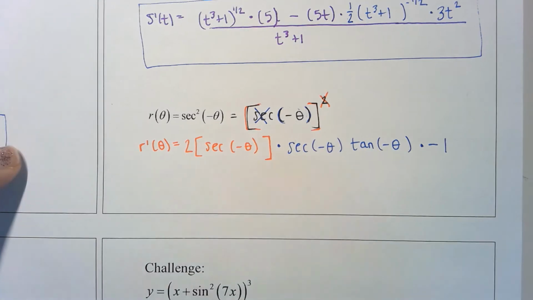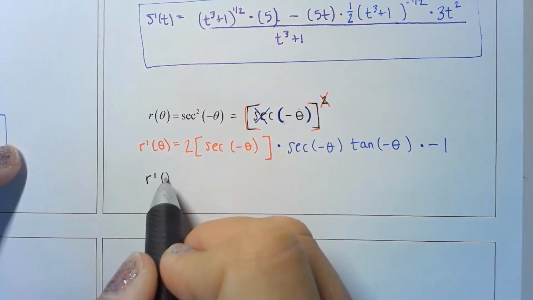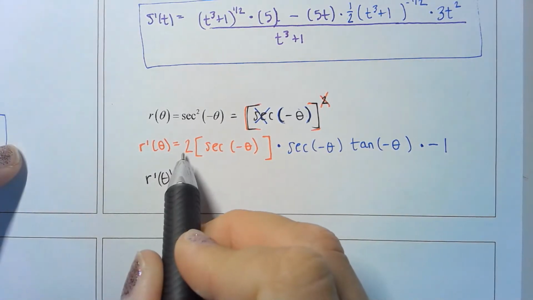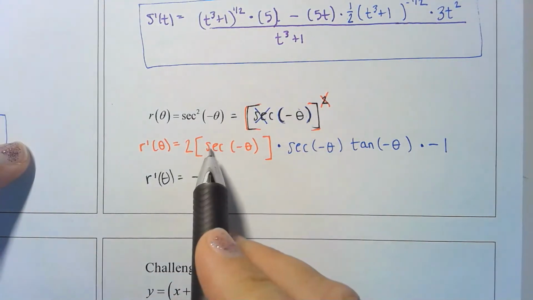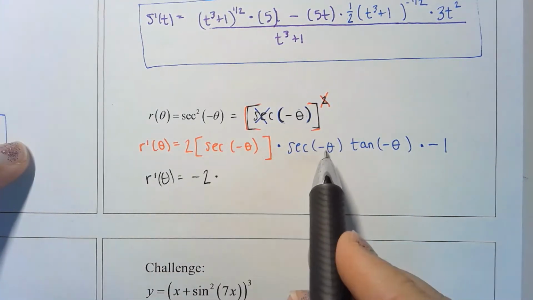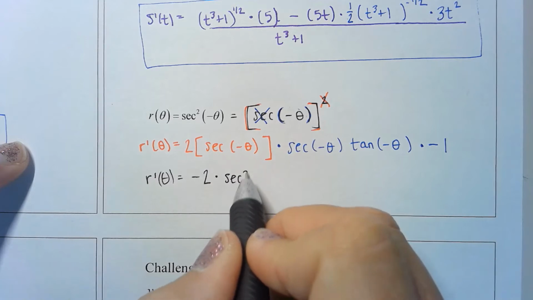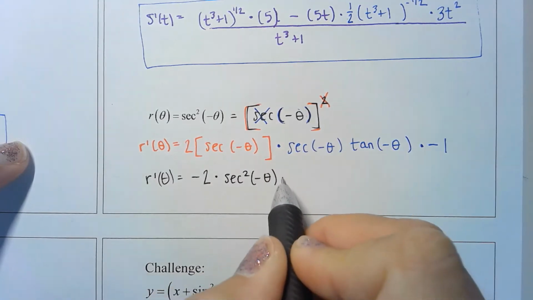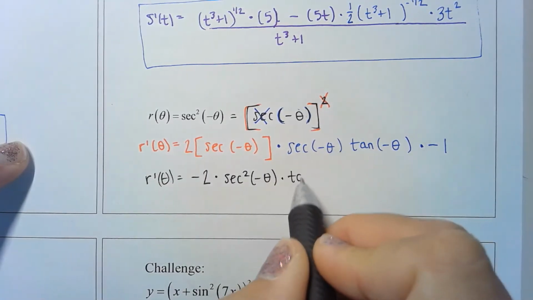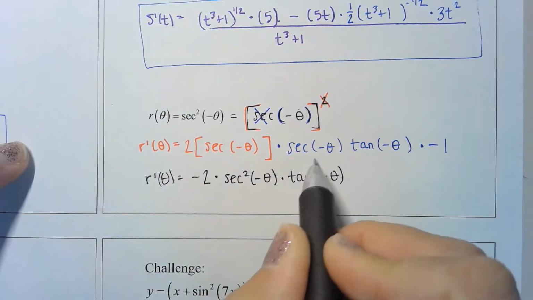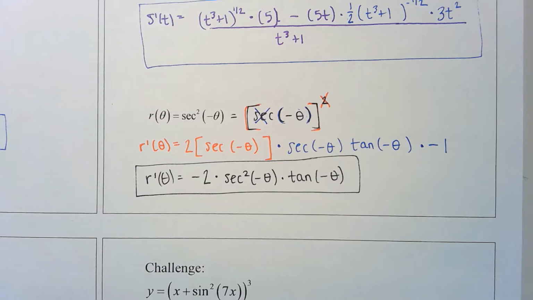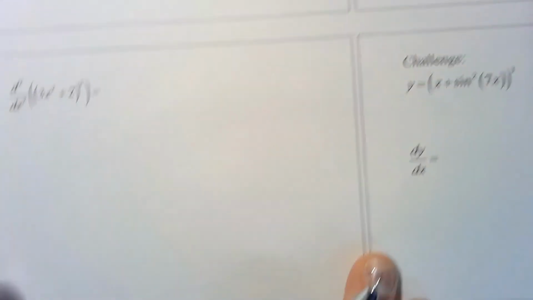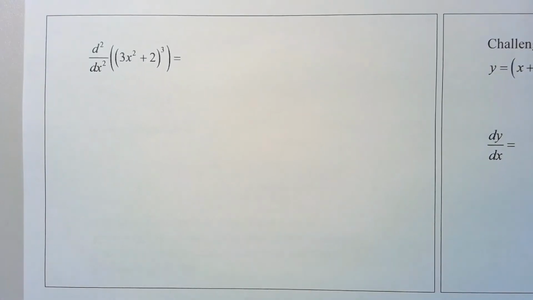If I were going to simplify this, I'd put my 2 and my -1 together to get a -2. I have a secant of negative theta and another secant of negative theta, so how about secant squared of negative theta times tangent of negative theta? I mean, it looks a little bit nicer, right? Good. All right. Let's look at this one.